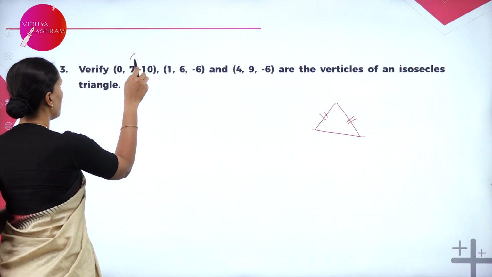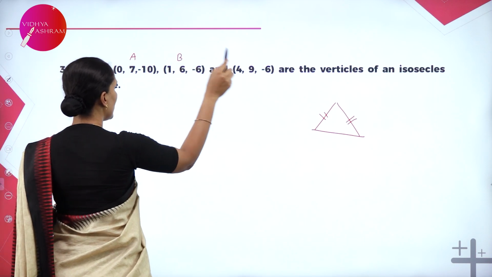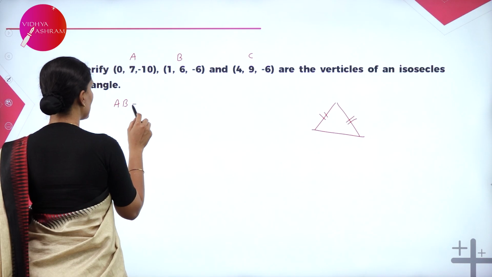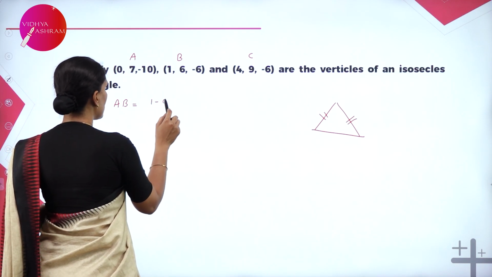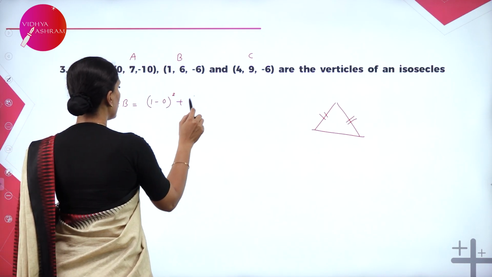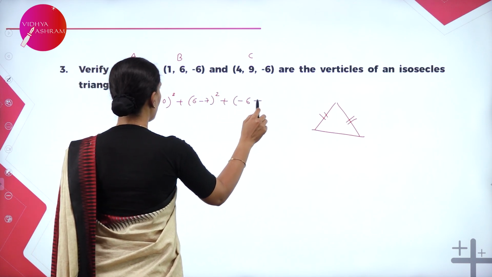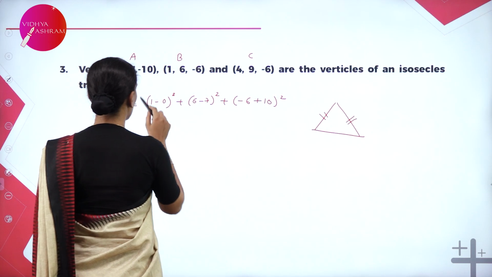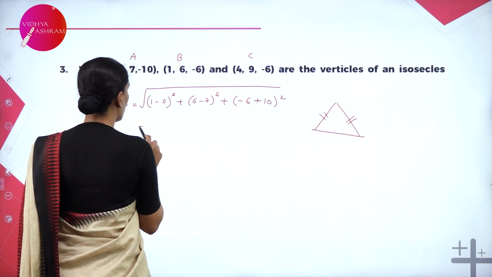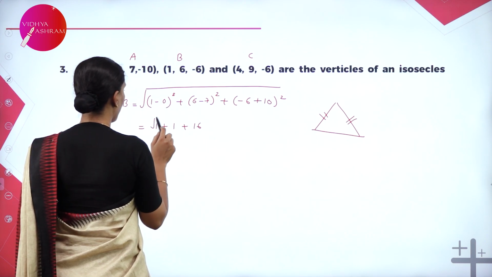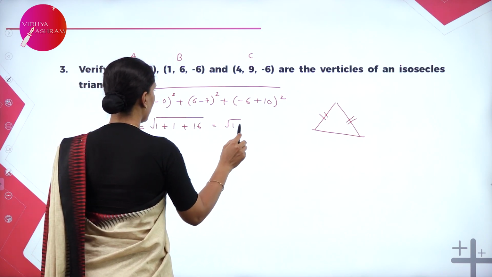So let this point be A, let this point be B, and let this be C. So first let us calculate distance AB. So 1 minus 0 whole square, 6 minus 7 whole square, minus 6 plus 10 whole square, under the square root. So 1 plus 1 plus 16, which is equal to root 18.